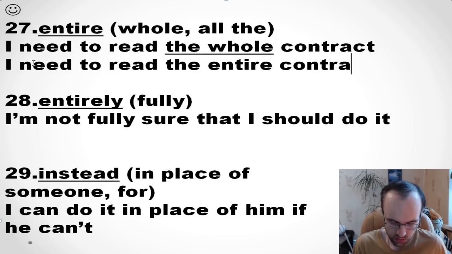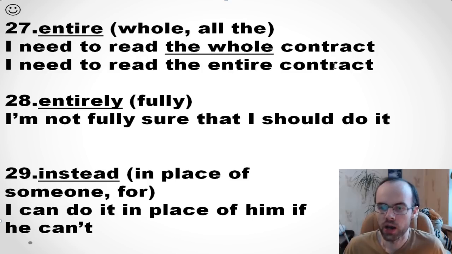contract. Yeah? Well, if we look at the statistics, we use "all the" very often. We meet "whole" less often, and sometimes we meet the word "entire." Maybe not as often as "all the" or "whole," but anyway, we sometimes meet it. You need to be ready for it. Okay, so entirely, it means fully.